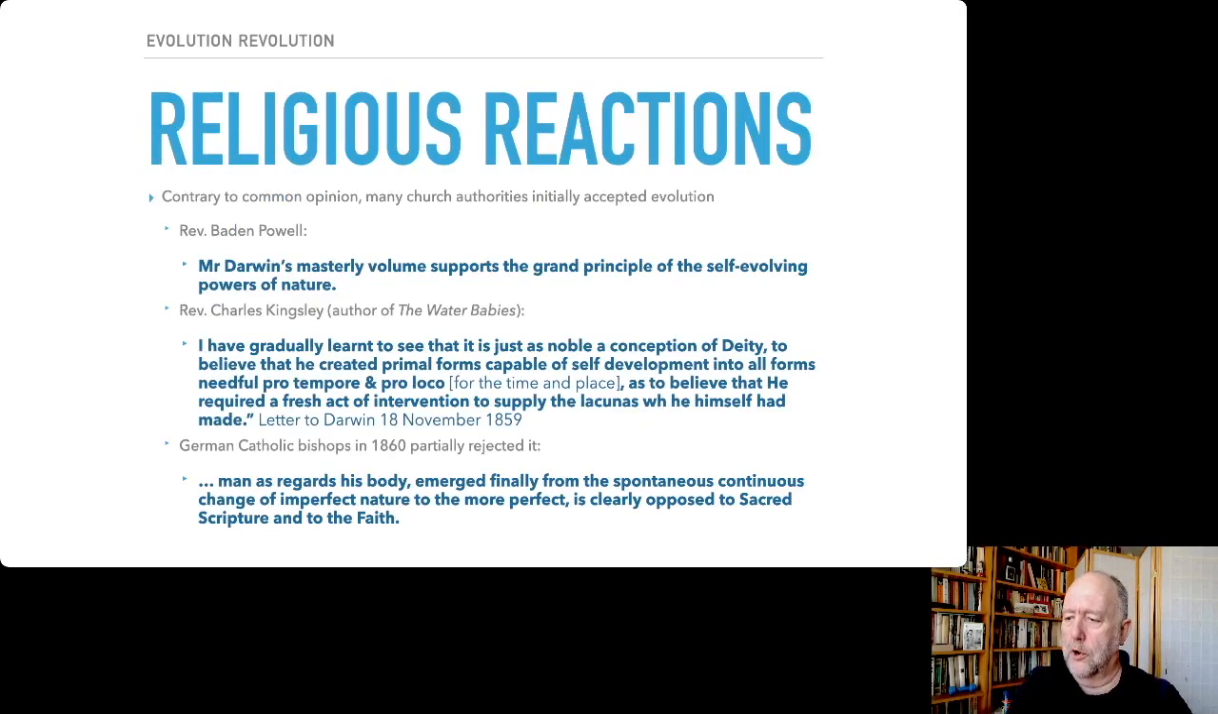So, what were the reactions of the churches and the religious thinkers? And it's a mixed bag. Most church authorities in most denominations, including the evangelicals, by the way, for some time after Darwin accepted descent with modification.